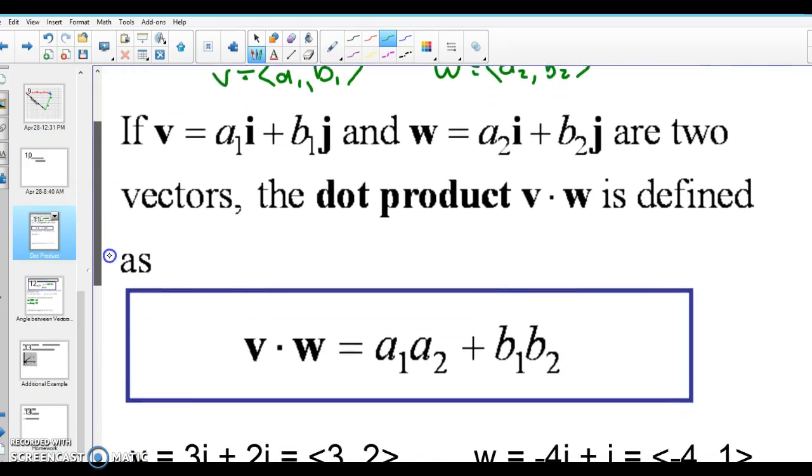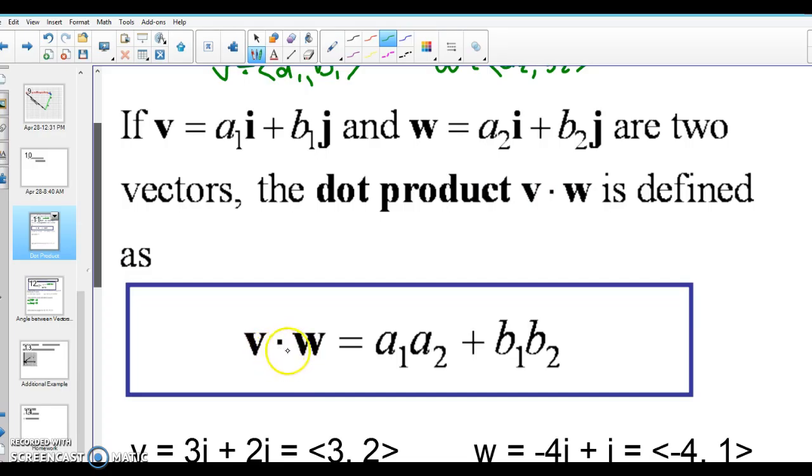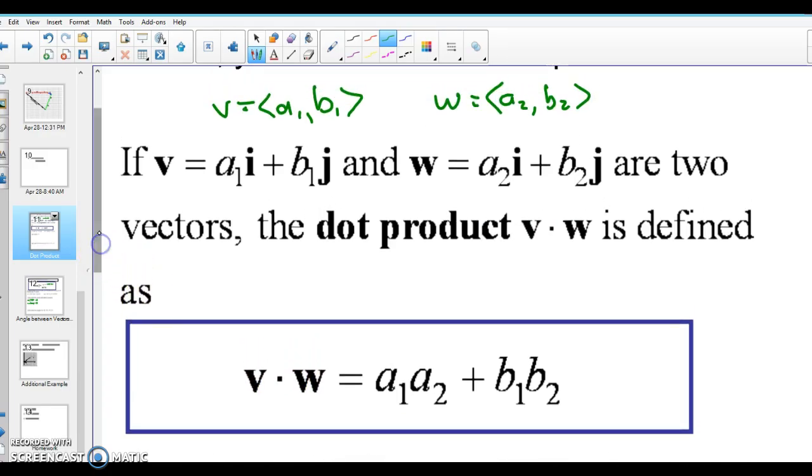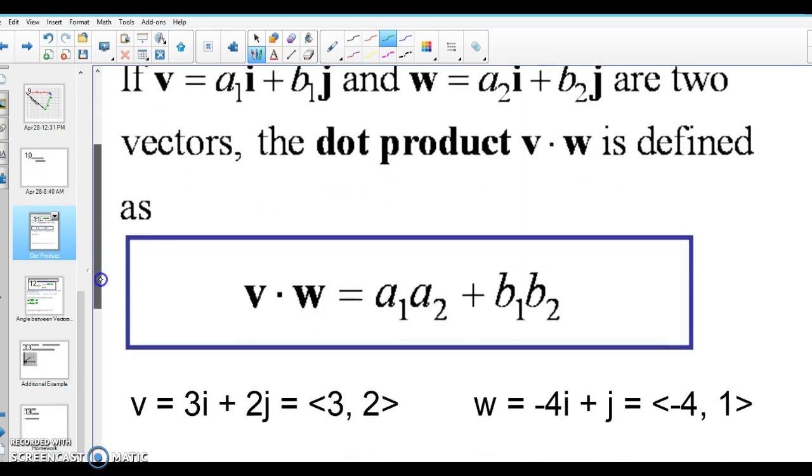the dot product, V dot W, now notice it looks like multiplication, and there is multiplication involved, but that's not the only operation. V dot W is equal to the A's multiplied together plus the B's multiplied together, so you get one single value as your answer.